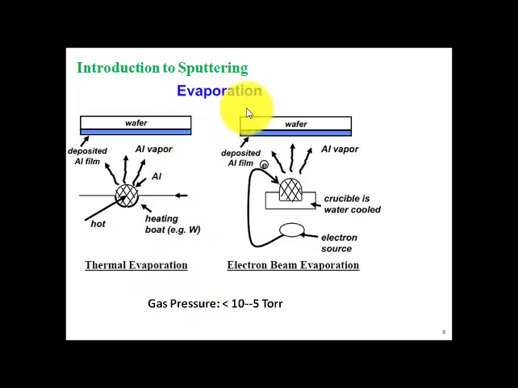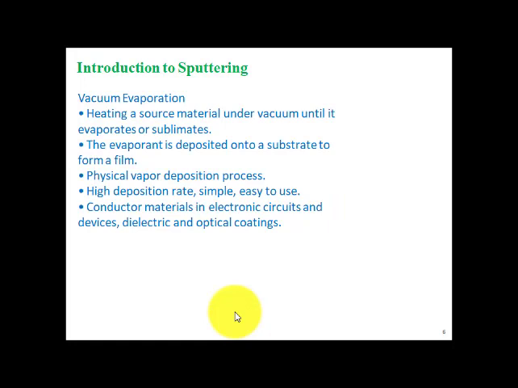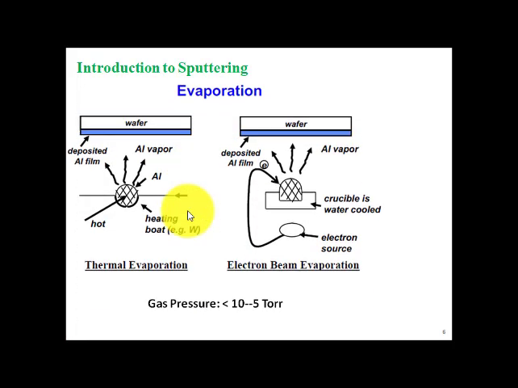Usually these processes are carried out in vacuum or at very low pressure. So the gas pressure is less than 10 raised to power minus 5 torr, which is very low, just like vacuum. This is why we use the word vacuum evaporation. So this is a simple method, vacuum evaporation, to grow thin film on the surface of the substrate.